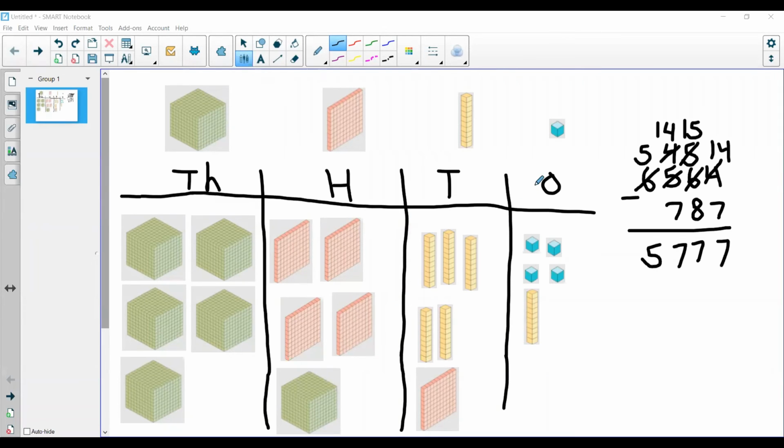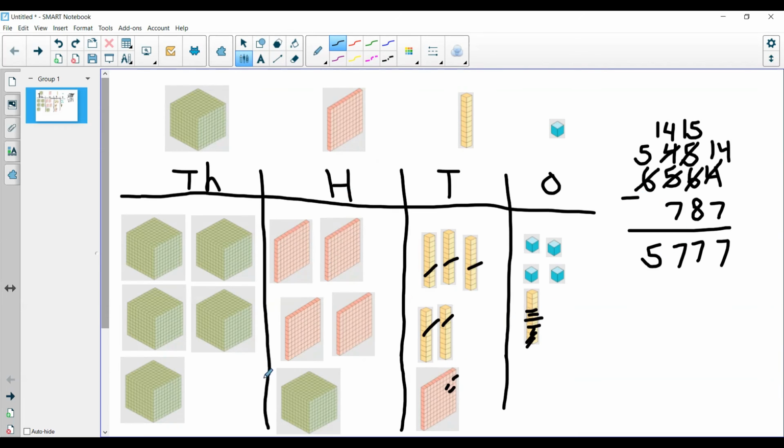I could have also shown this on the base 10 blocks, right? So for 14 minus 7, I have 14 ones in total, and I could take 7 away. 1, 2, 3, 4, 5, 6, 7. And that leaves me with 1, 2, 3, 4, 5, 6, 7. In my tens place, I did 15 subtract 8. So here's 15, and I can take 8 tens away. I would do 1, 2, 3, 4, 5, 6, 7, 8. So that leaves me with 1, 2, 3, 4, 5, 6, 7 left over.